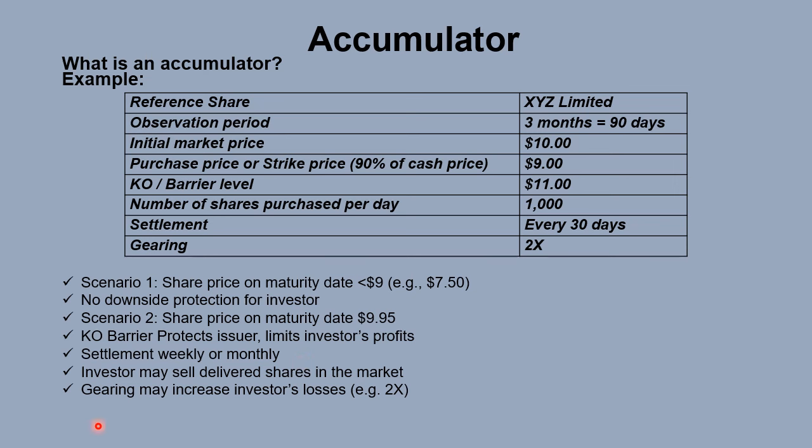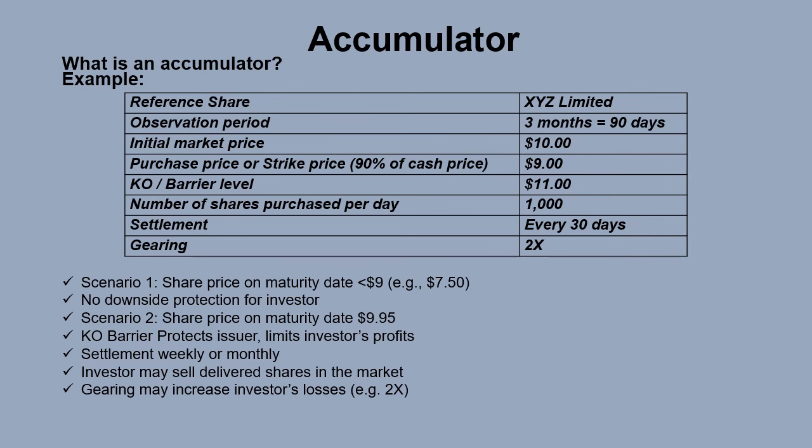Also, there could be a super risky accumulator where the investor is obliged to accumulate 2 times the number of shares if the asset price drops below the strike price. This is called the step-up feature or the gearing feature. For example, a 2 times gearing accumulator may require the investor to buy 2,000 shares per day on which the share price is at or below $9, which is the strike price. Else, the investor must accumulate 1,000 shares per day, subject to the KO barrier condition.